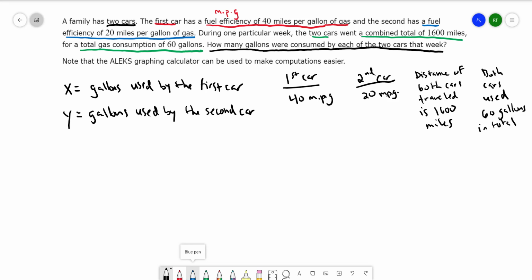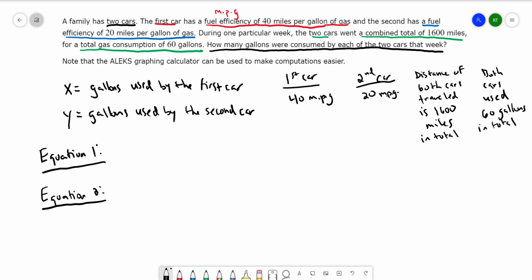And I'm going to add that to this other part too. So the distance of both cars traveled is 1,600 miles in total. In other words, if you combine them together, that's what the notes are telling us. Now I'm going to go over and set up my equations. So I'm going to do equation number 1, and then equation number 2.